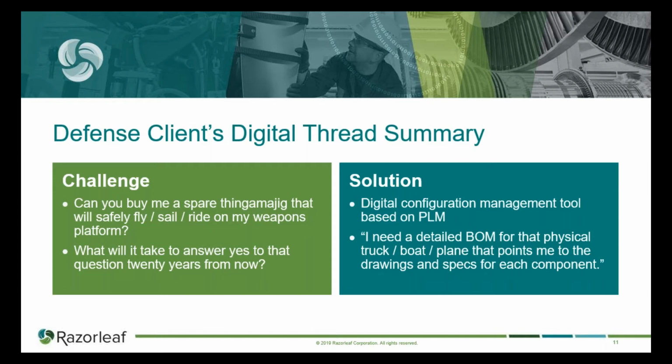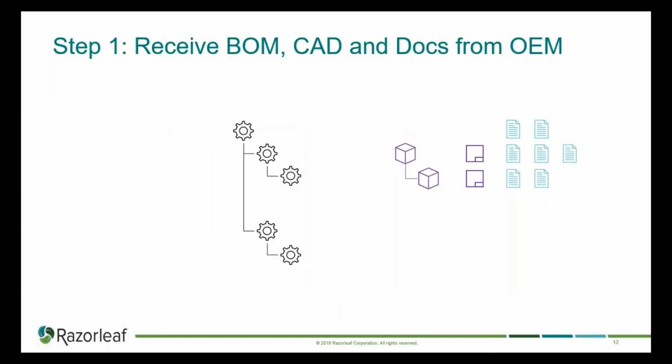So what was their solution? I'm going to take you through some of the key parts of it, but it was a digital configuration management tool based on PLM. So they needed PLM, but really they refer to it as a digital CM tool. The way they would describe it is, I need a detailed bill of material for each physical product that I have, each one of those $200 million assets, that lets me point to the drawings and specs for each component. That's what they needed to solve the challenge on the left. So let me just take you through quickly what that looked like for them.